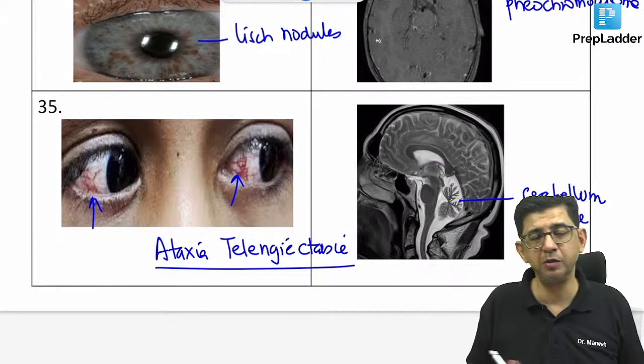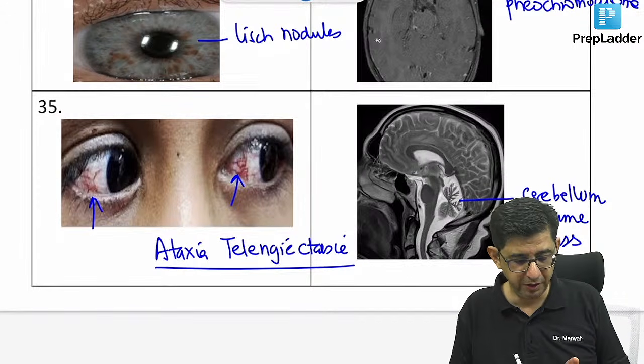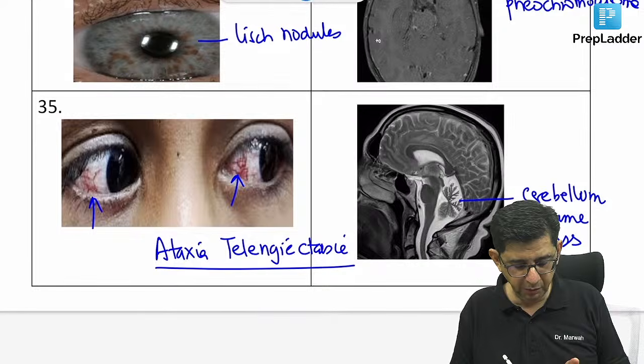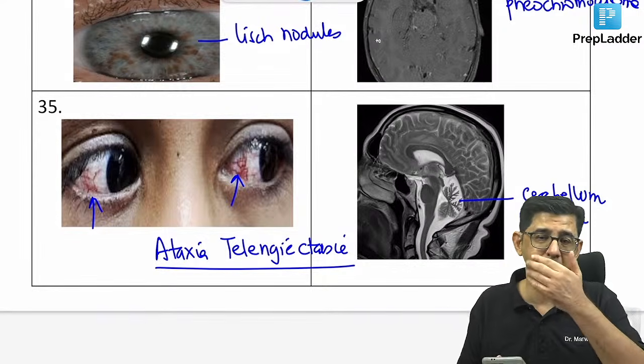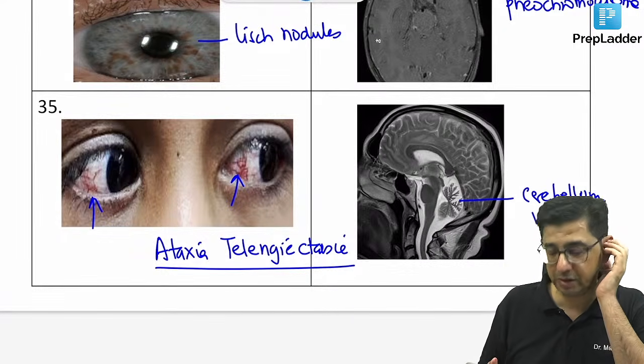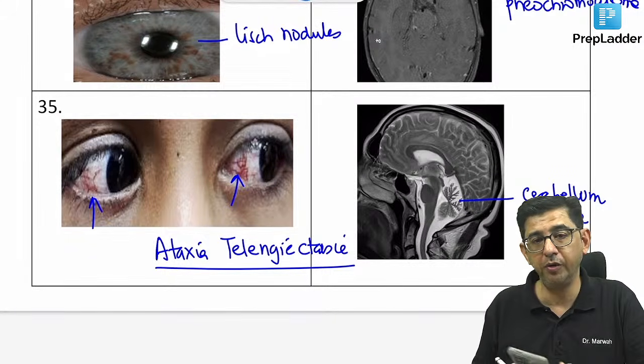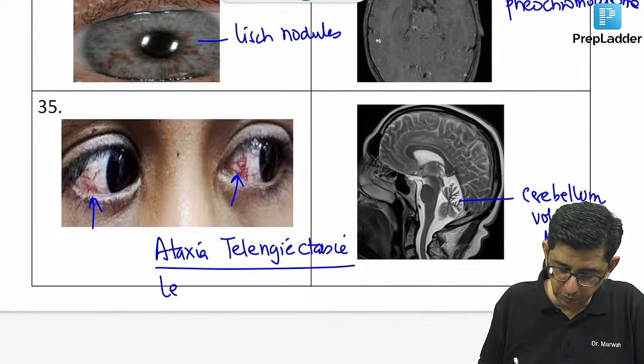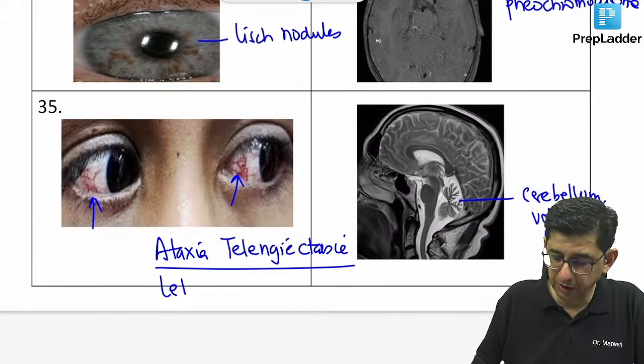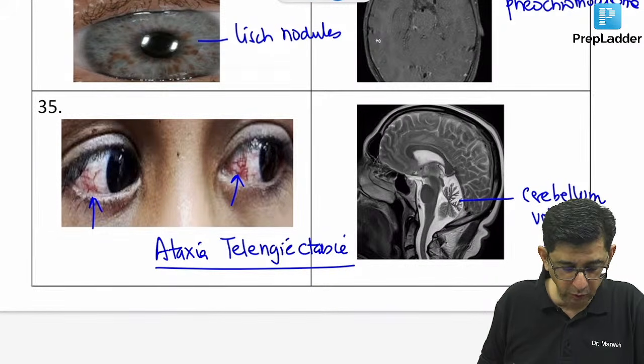Ataxia is understandable. Spinocerebellar pathways are involved. Telangiectasia. What kind of cancers can be present in these patients? Neurofibromatosis 2 will have acoustic neuroma present. Yes, AT is sorted. AT, which kind of cancers can be seen in this patient? Yes, lymphoreticular malignancy. So leukemia is more common, or I can say lymphoreticular malignancies would be more common in this patient.